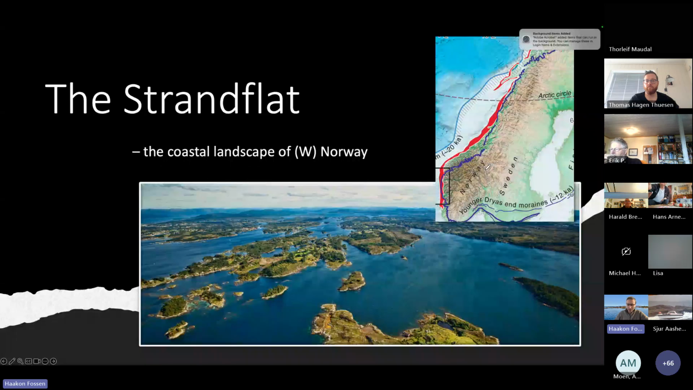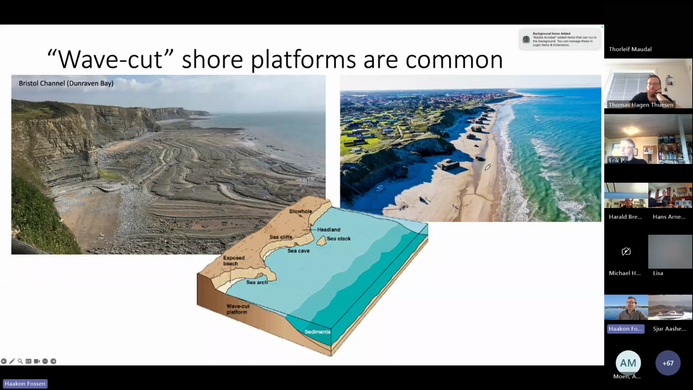And it's good to know a little bit about how it formed, of course, and most of you know quite a bit about that. But I'll start exposing what I think I have found out about this strandflat. So we have strandflat-like features many places.